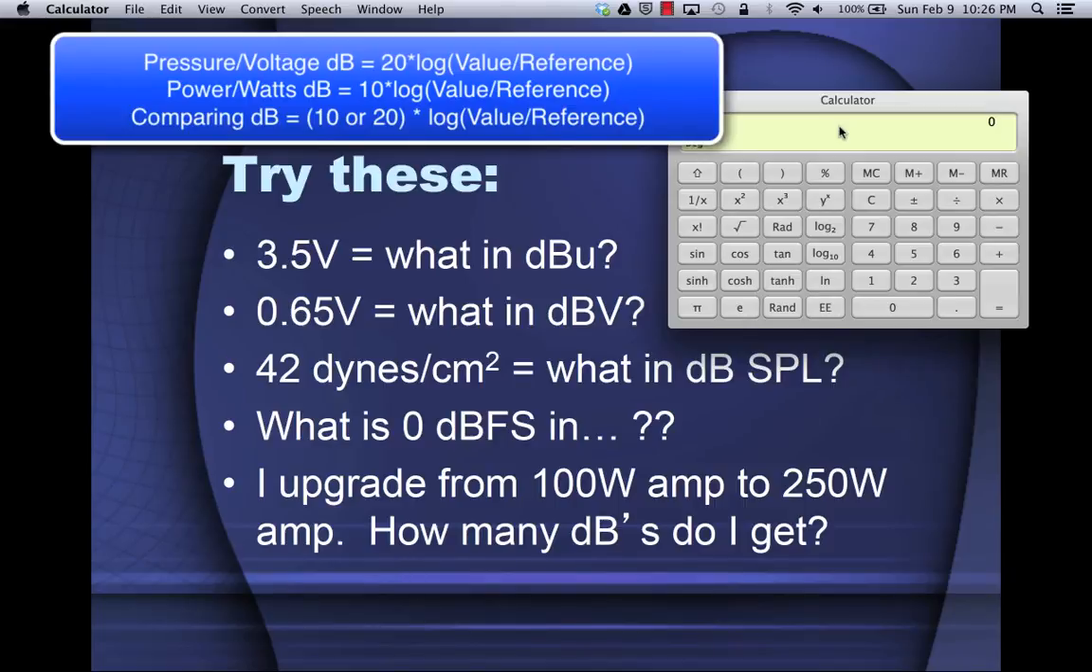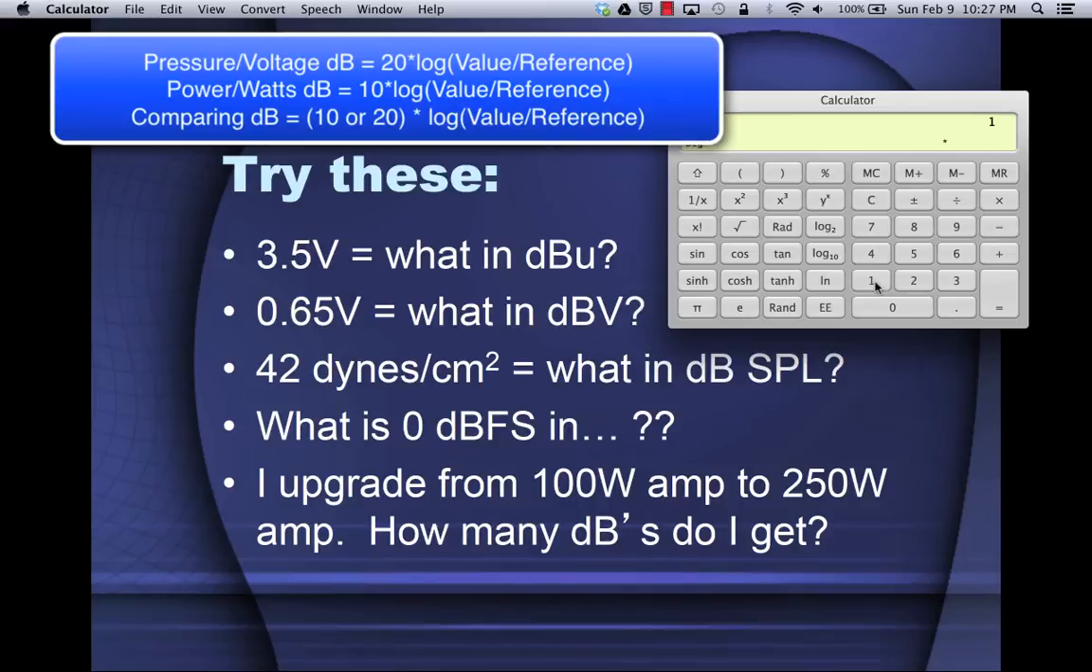Okay, so if we break down the formula here, again, we're talking about watts, so it's going to be 10 times the log of value divided by the reference. In this case, we're going from a 100 watt to a 250 watt amplifier, so our reference value is going to be 100 watts. So let's take 250, because that's our value. We want to divide that by our reference, which is 100. 2.5. Let's take the log of that.